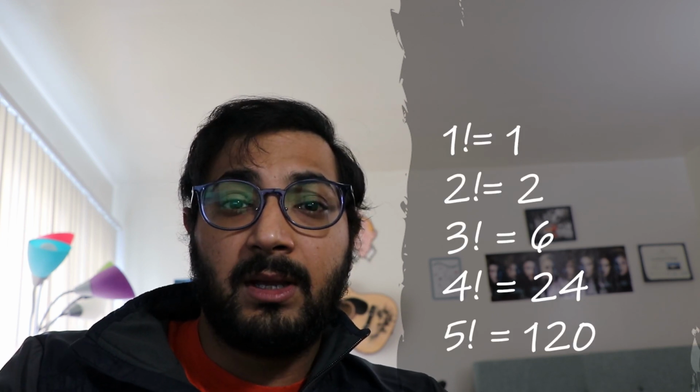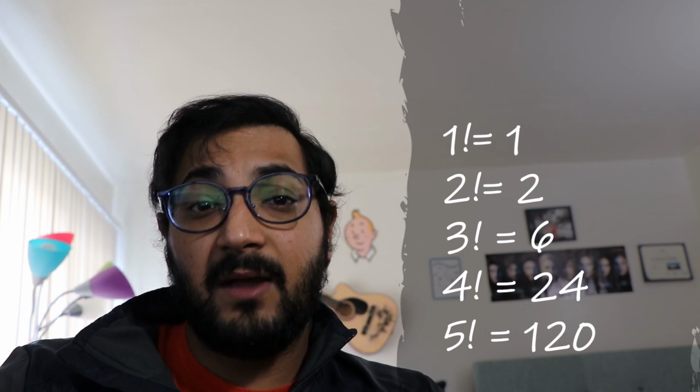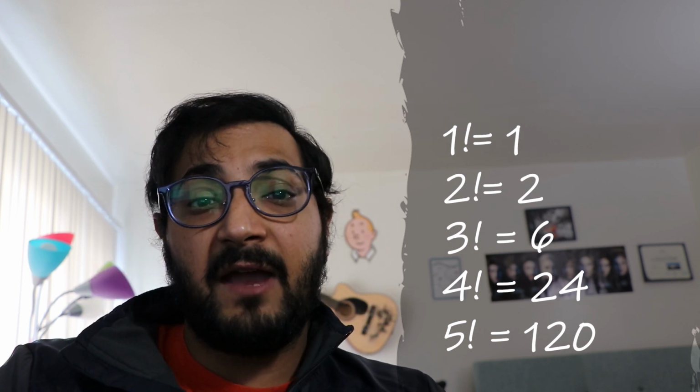But then what is the factorial of 0? What numbers do we multiply to get 0 factorial? Well, to understand this, we must go back to patterns again. Okay, let's write it down. 1 factorial equal to 1, 2 factorial equal to 2, 3 factorial equal to 6, 4 factorial equal to 24, and 5 factorial equal to 120. And we can keep on going like this.